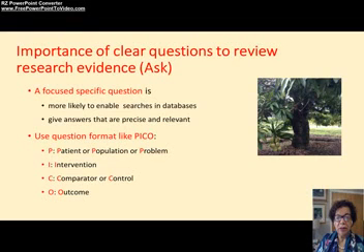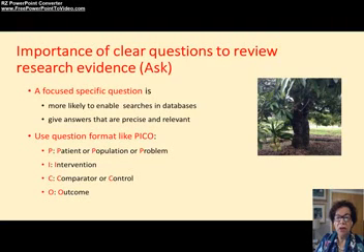As we recognised in the previous lecture, the most important first step of undertaking a systematic review of the research evidence available worldwide is to have a clear question for which you wish to review evidence. As noted in the slide, a focused specific question is more likely to enable you to undertake efficient searches of databases and give you relevant answers.